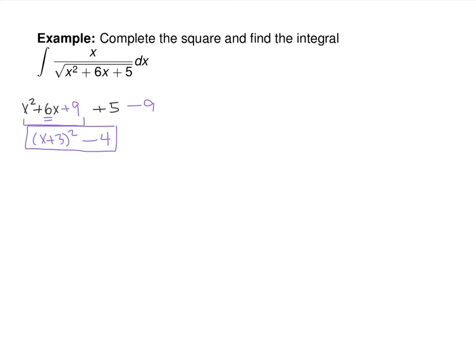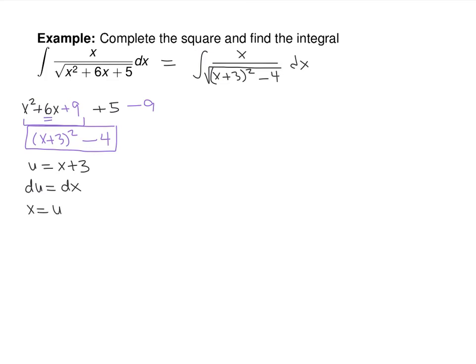So here's why that's helpful. That makes this into the integral of x over root of x plus 3, the quantity squared, minus 4. And kind of like in the previous example where we made a u substitution for e to the x, here we're going to make a u substitution for x plus 3. So u is x plus 3, du is dx. Notice that that x in the numerator, x is equal to u minus 3.